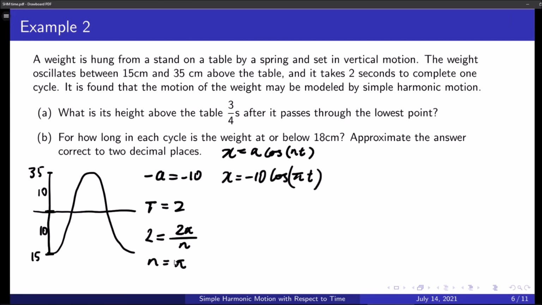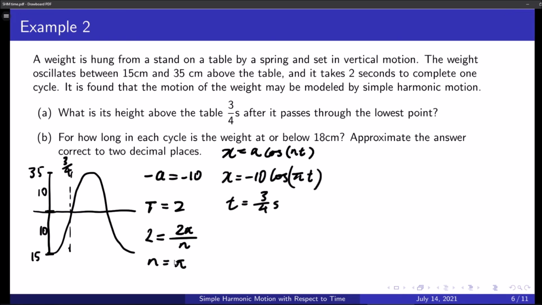And then 3/4 of a second. So at t equals to 3/4 of a second after the lowest point. Do you remember the lowest point? We're using the lowest point as the initial position. So 3/4 of a second passes, and we want to figure out where that thing is. Oh, it's not drawn to scale anyway. So that's what we need.